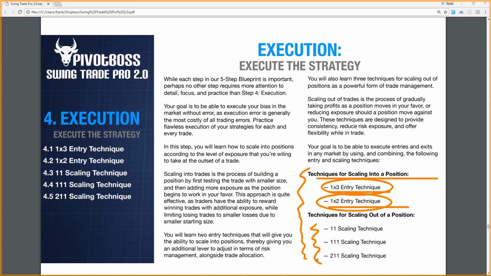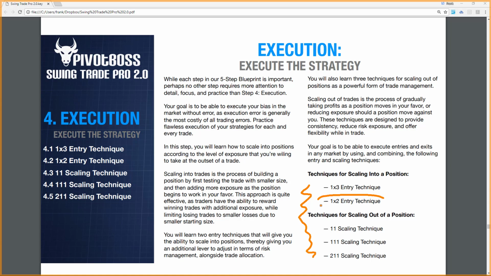Over here, these are the techniques for scaling out of positions that we will generally use. The 11 scaling technique, that's scaling out in halves. The 111 technique, which is scaling out in thirds. And the 211 technique, which is scaling out half at first and then quarters on the back end. So again, these are the various techniques that we will be using in Swing Trade Pro 2.0. And your goal, again, is to be able to flawlessly and seamlessly execute each of these types of techniques and combine them for the opportunities that you need.